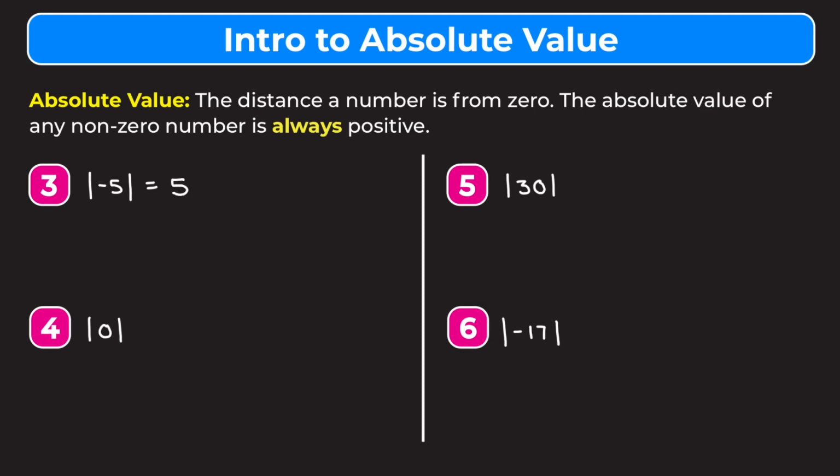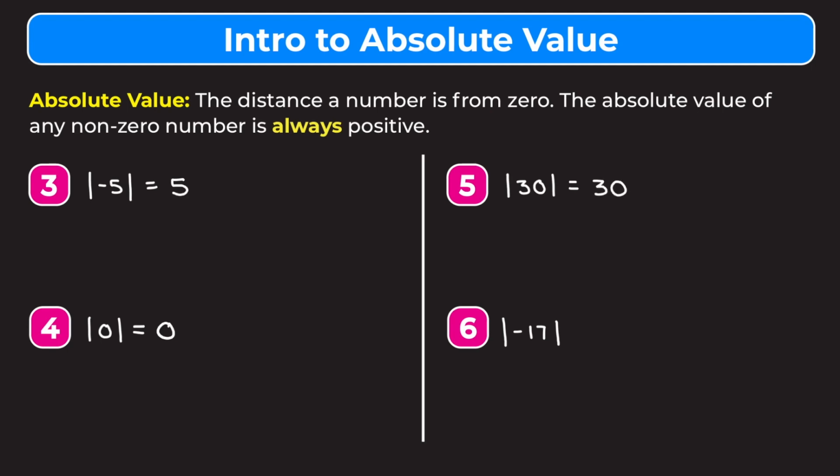And now if we look at example 4, we have the absolute value of 0. This is the only time we're not going to get a positive number because 0 is neither positive nor negative. You just want to think, how far away is 0 from itself? It is 0 units away from itself. So the absolute value of 0 is just 0. If we look at example 5, we have the absolute value of 30. So because 30 is a positive number, the absolute value of 30 is just itself.